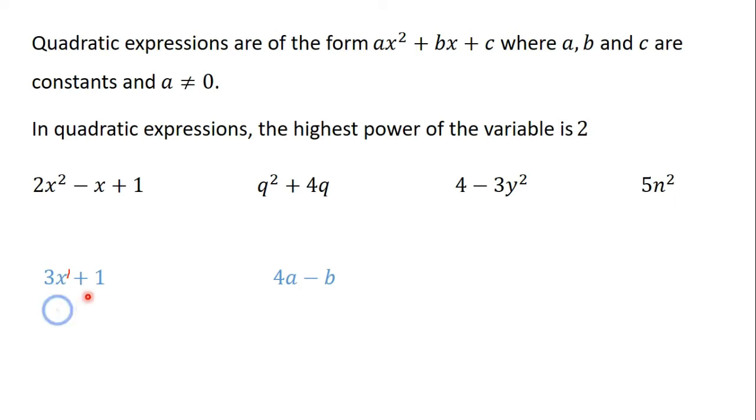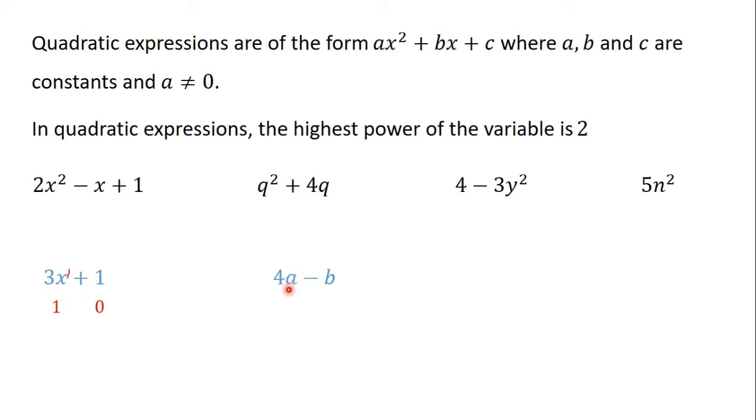So in the first term of this expression, the power of the variable is 1. The second term is a constant. It does not have a variable attached to it, so it means that the power of the variable here is 0. So the power of the variable in the first term is 1 and the power of the variable in the second term is 0. Between 1 and 0, 1 is the highest. So we can say that the highest power of the variable in this expression is 1.